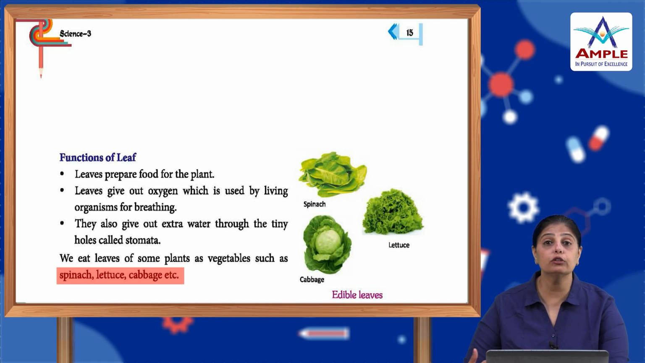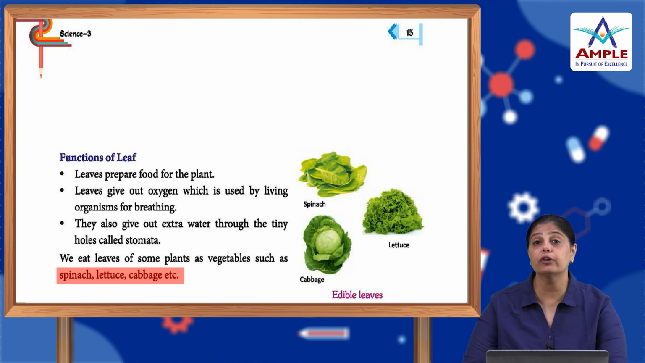They also give out oxygen, which is used by other living organisms for breathing. Now, they also give out extra water through tiny holes called stomata. Okay. So, we eat a lot of different types of leaves, isn't it?